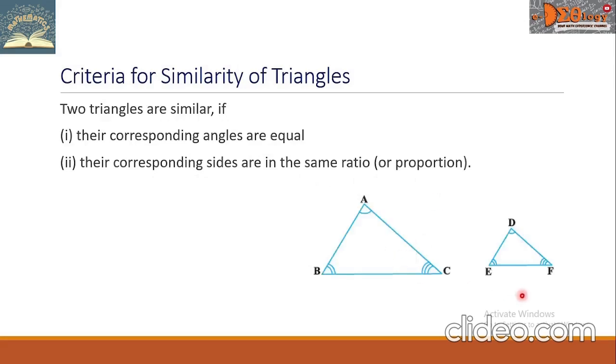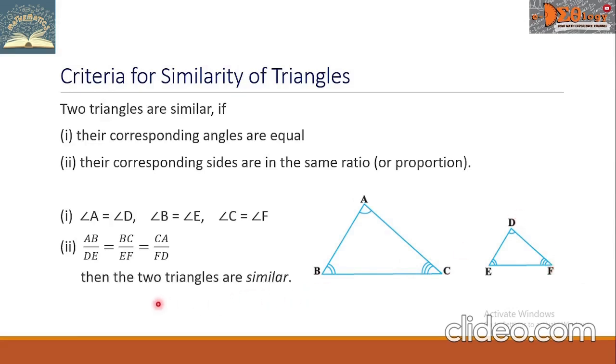Look at these two triangles. We say that angle A is equal to angle D, angle B is equal to angle E, and angle C is equal to angle F. Also, side AB over side DE is equal to side BC over side EF is equal to side CA over side FD. Then the two triangles are similar.